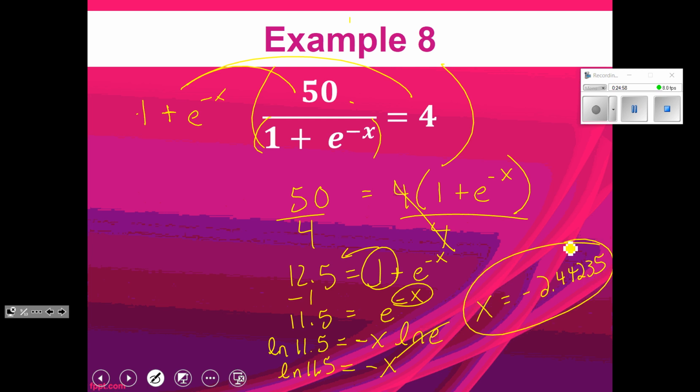How many were able to get that? Yes. Does everybody understand when we use an ln and when we use a log? If the base is just a number, we're going to take a log on both sides. When the base is an e, we're going to take an ln on both sides. That's just proper. Okay? All right. Two more.